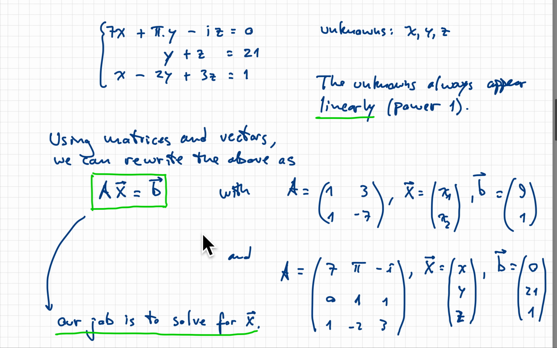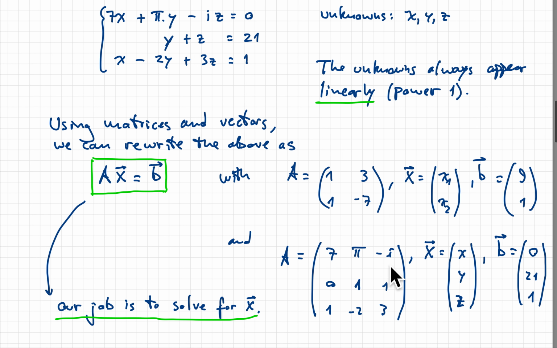And it's the same for the second system of equations, where we have 7, pi, minus I, and so on and so forth. These are all our coefficients. These are given to us. And then we have the unknowns x, y, and z, and our right-hand side, 0, 21, 1. And our job then is to solve for x. So we need to take this problem and we need to solve for the vector x. That is, we want to know all these unknowns, in this case, x, y, z, or x1 and x2.